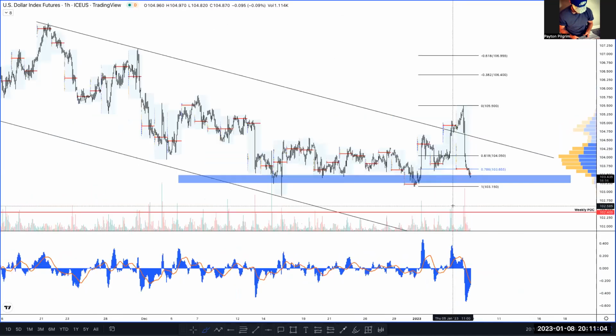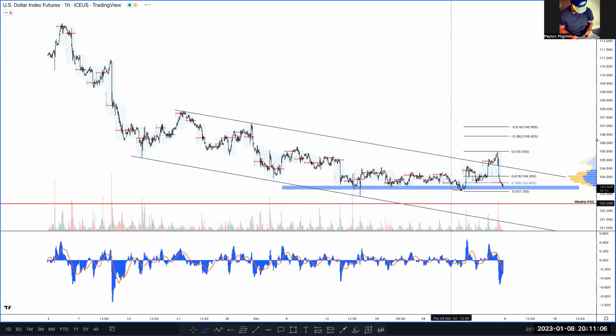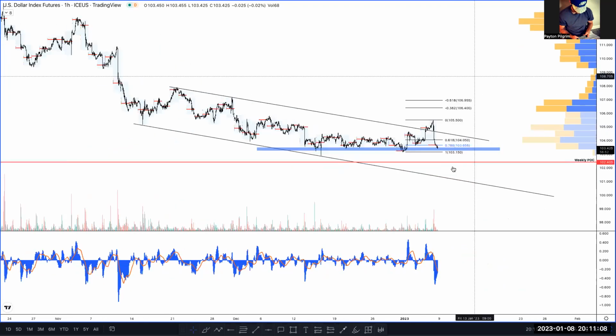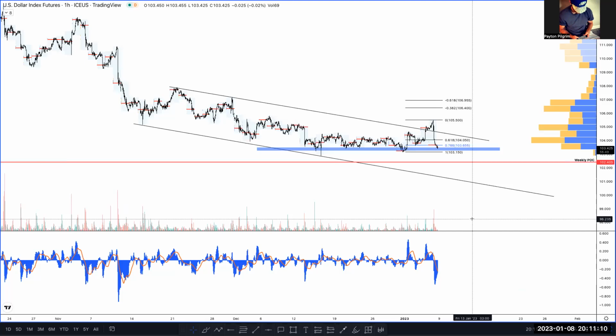So the dollar's at a very interesting spot. We'll see what it does. It genuinely could slip straight through all the way down.